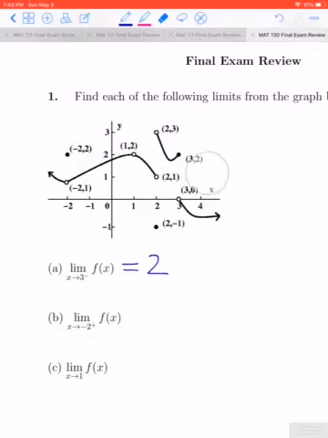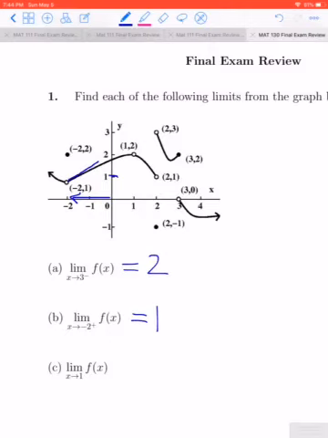In part B, we want to look at the limit as x approaches negative 2 from the right. So we're coming in towards negative 2 from the right-hand side. We see that the curve is steadily dropping down and down and down, and it's approaching the y value 1. So we would say that the limit as x approaches negative 2 from the right is going to be equal to positive 1.